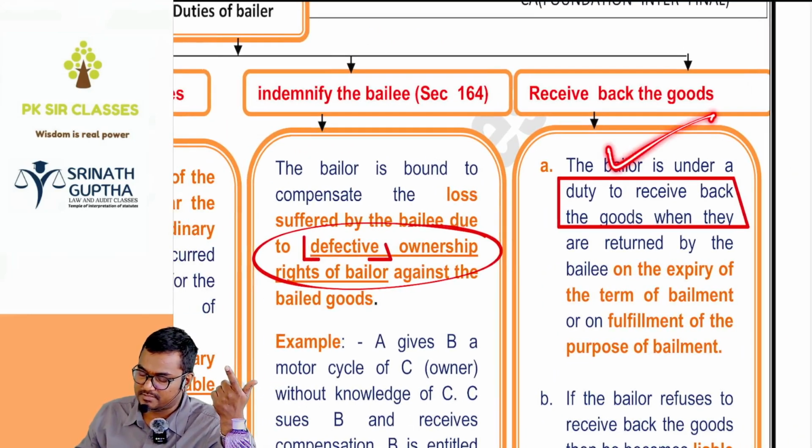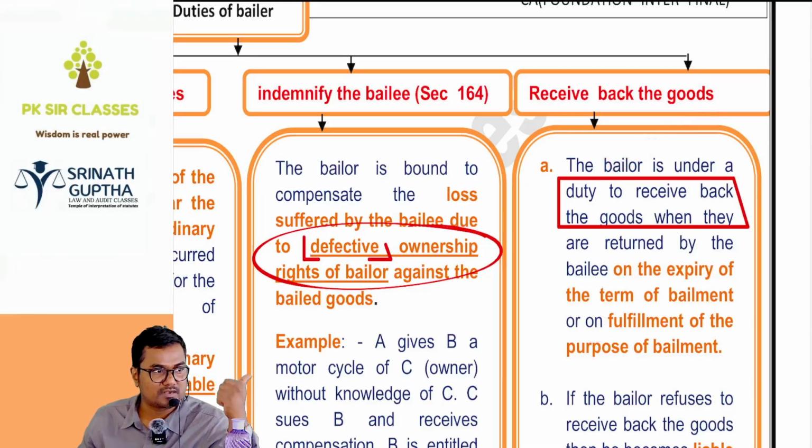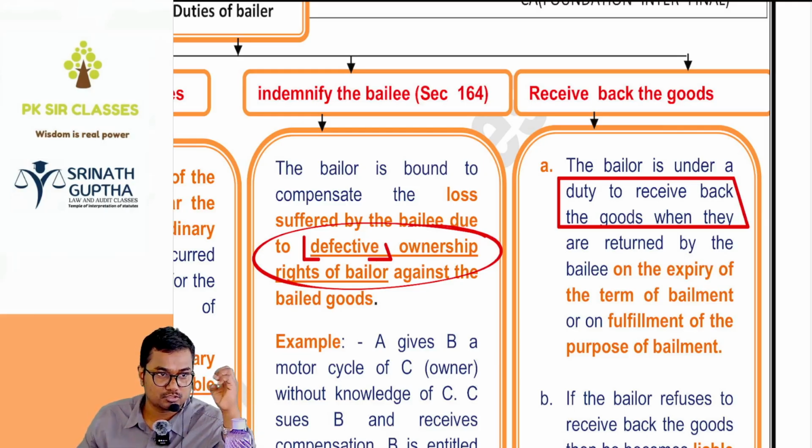Next one, last one is the duty to receive back the goods. Once repair is done, he will inform me, sir, your car is ready, please take back your car. It is my duty to take back the goods. If I don't take back the goods, I am keeping my goods at my own risk. If anything gets damaged, I have to bear the loss. Moreover, I have to compensate the Bailee for the parking expenses.